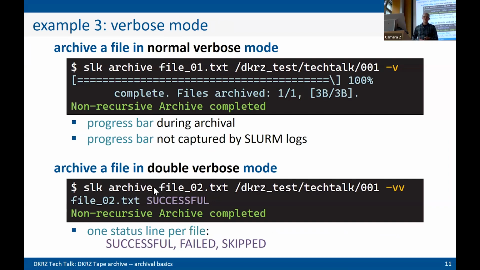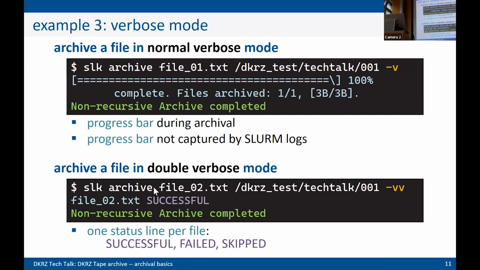So SRK Archive provides a verbose mode and a double verbose mode. In the normal verbose mode, you get a progress bar, and this progress bar is dynamically updated while you're archiving. This is not captured by Slurm logs, so you won't see this later in your Slurm log, and you also cannot pipe it somewhere.